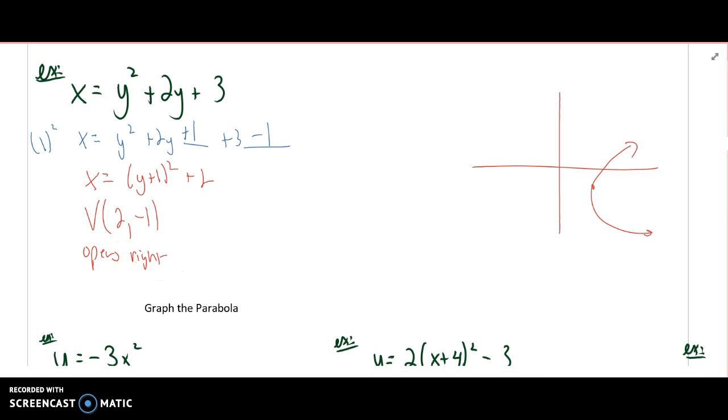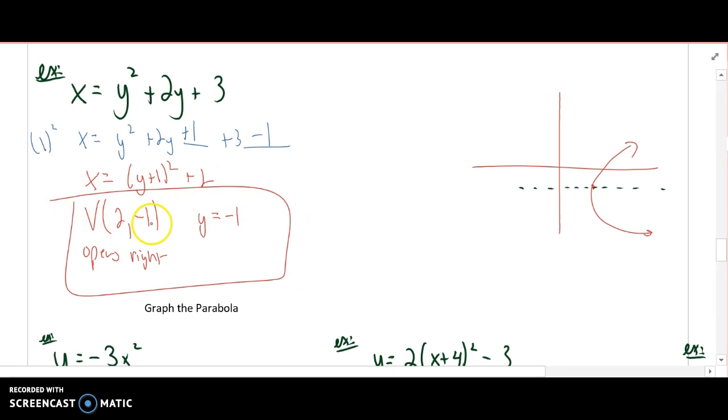And then the axis of symmetry is going right through that vertex. Now it's a horizontal line. So the equation of this axis of symmetry is y equals. And the y value of this axis of symmetry is the same as the y value of the vertex, which happens to be -1. So the equation of our axis of symmetry is y equals -1. So vertex, axis of symmetry, and it opens to the right.